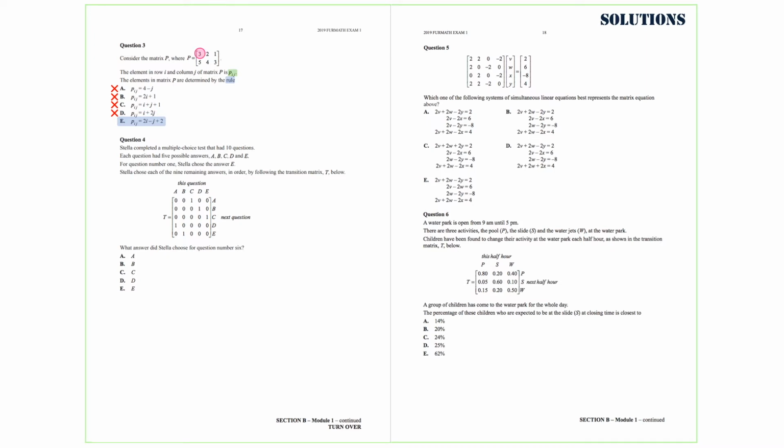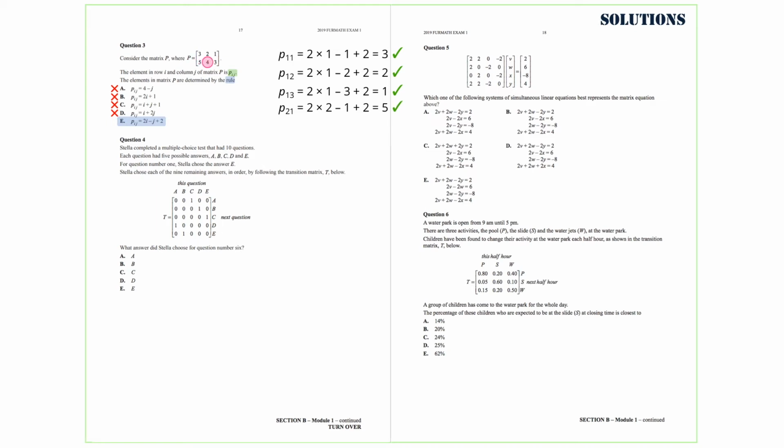Pij equals 2i minus j plus 2. Let's check the elements of the matrix using this rule. P11 equals 2 times 1 minus 1 plus 2 equals 3. Correct. P12 equals 2 times 1 minus 2 plus 2 equals 2. Correct. P13 equals 2 times 1 minus 3 plus 2 equals 1. Correct. P21 equals 2 times 2 minus 1 plus 2 equals 5.